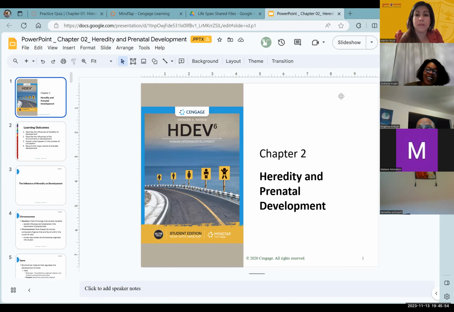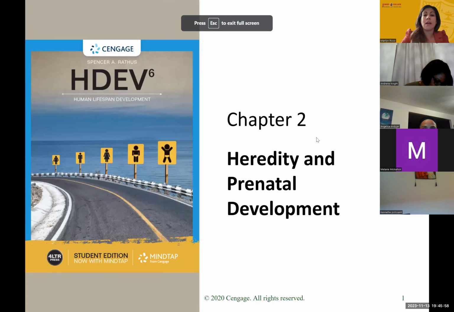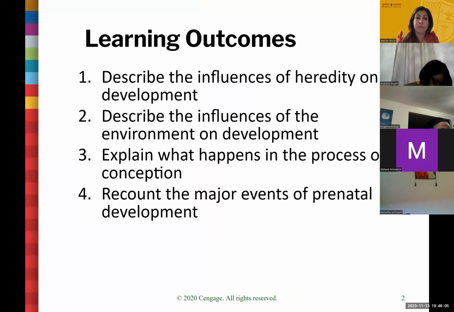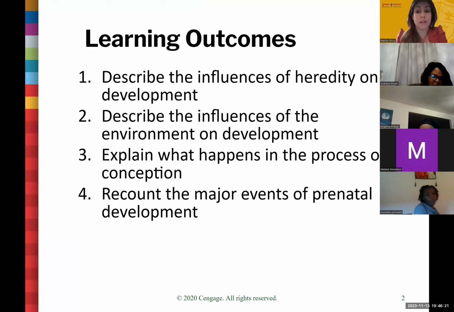Okay. So now we're going into chapter two, and we talk about heredity and prenatal development in chapter two. So the learning outcomes are to describe the influences of heredity on development, describe the influences of the environment on development, explain what happens in the process of conception, and recount the major events of prenatal development.